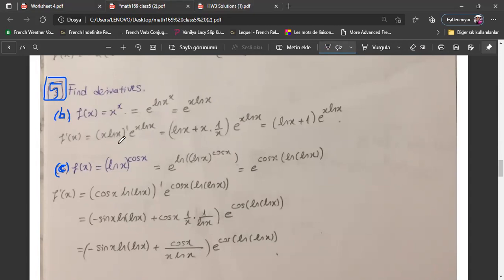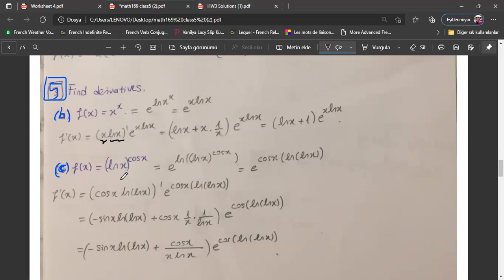So what's the derivative of this function? We have a product, so we will apply the product rule. First one's derivative is 1 times the second function. By first I mean this, and second I mean that. So we have ln of x plus the first one times this one's derivative, which is 1 over x, times this function. If we simplify, we get ln of x plus 1 times e to the x ln of x. Right, so we're done.